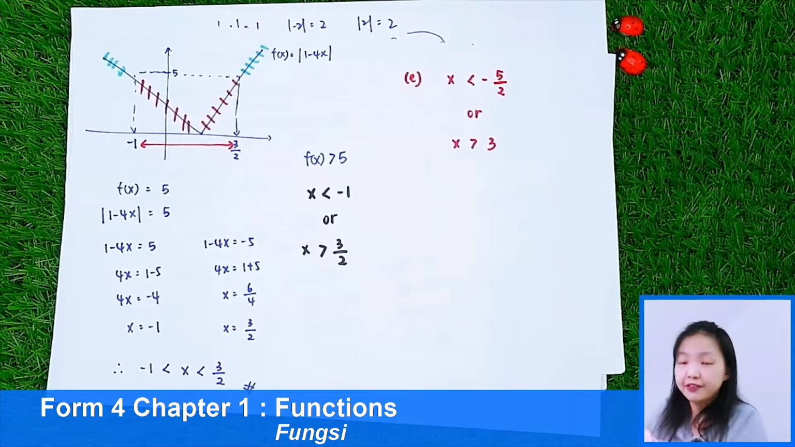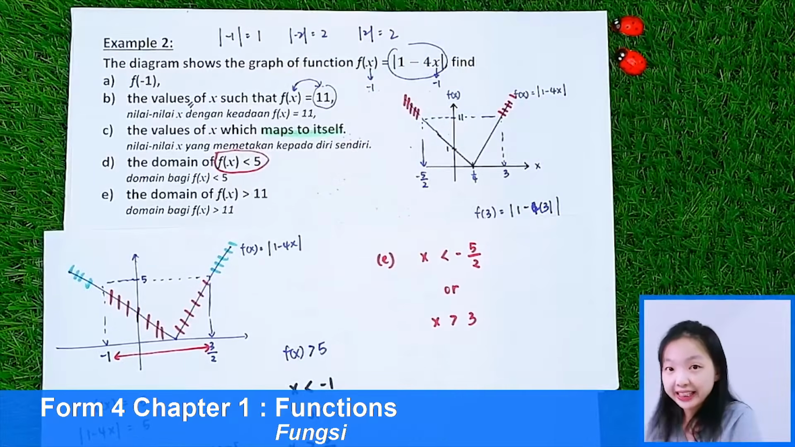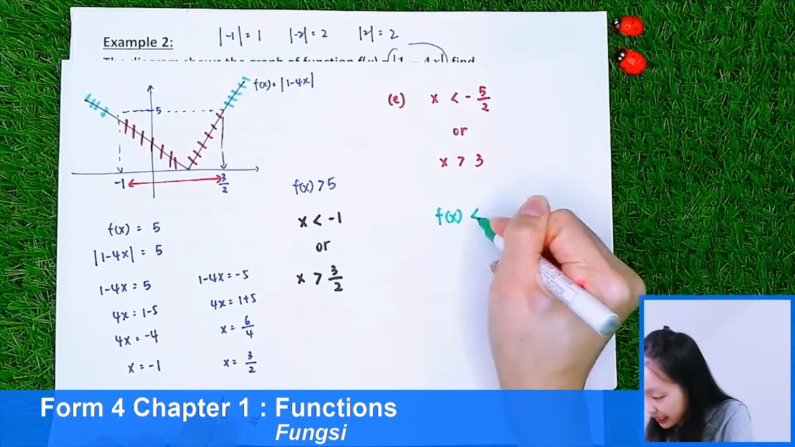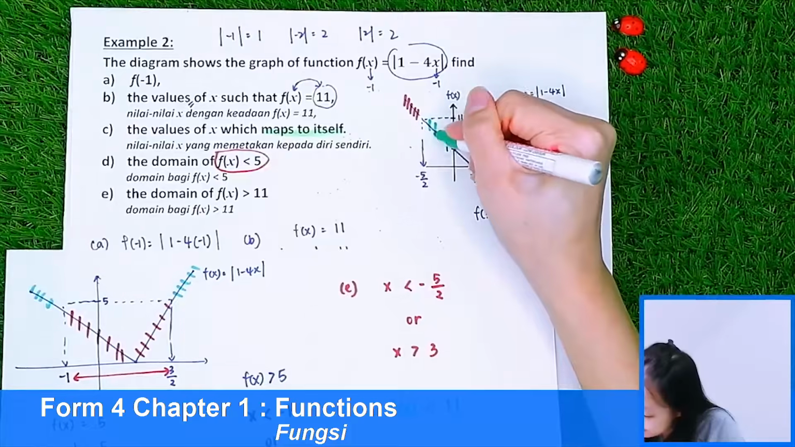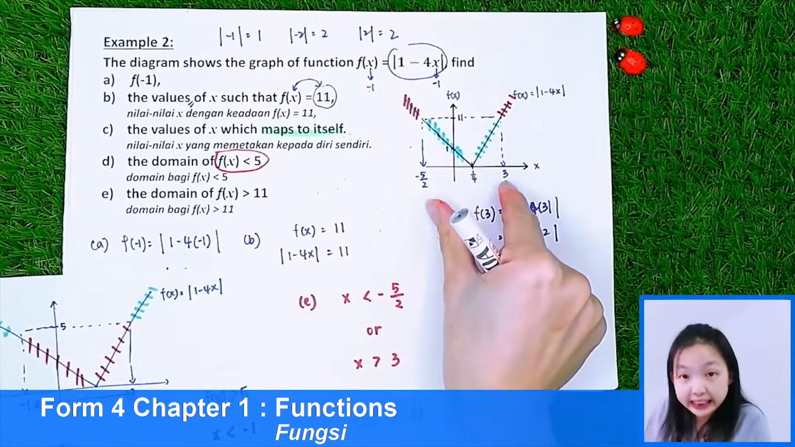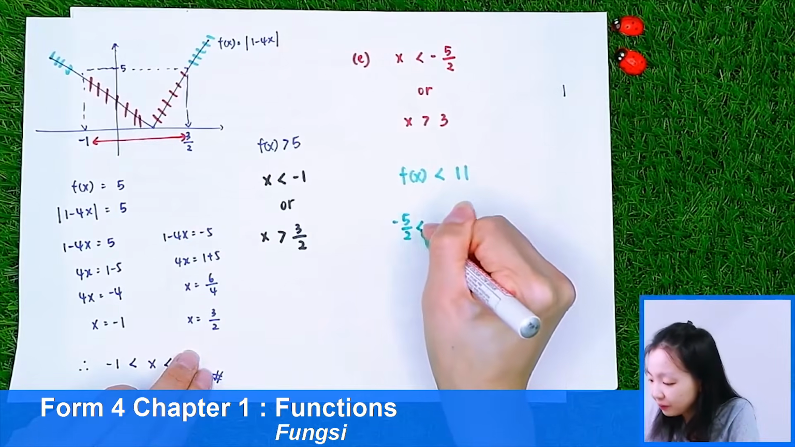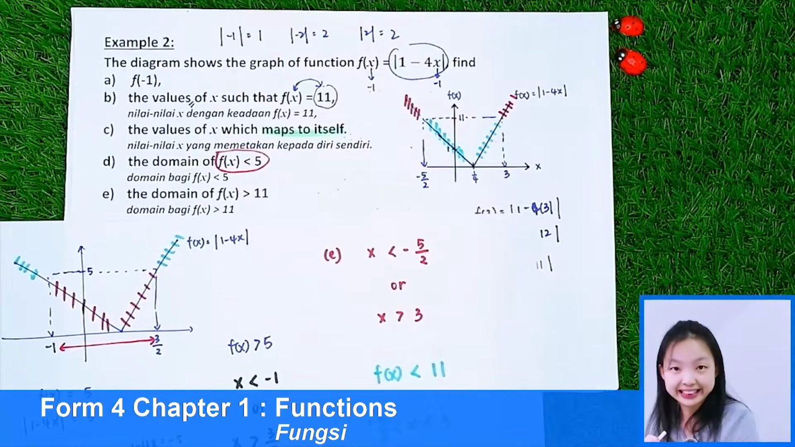Let's say if I change my question to f(x) smaller than 11, what will be my answer? f(x) smaller than 11. What do you think will be my answer? f(x) smaller than 11 will be in this range. So it will be x between negative 5 over 2 and 3. This will be the answer. Okay?